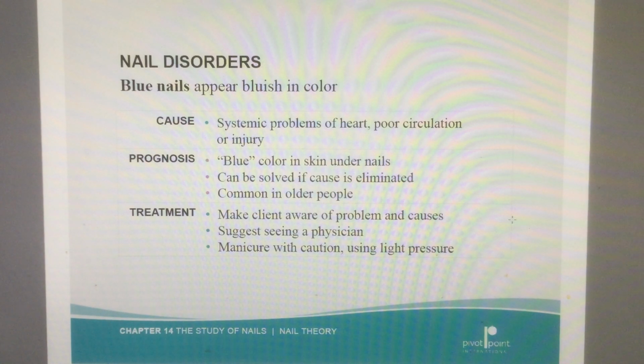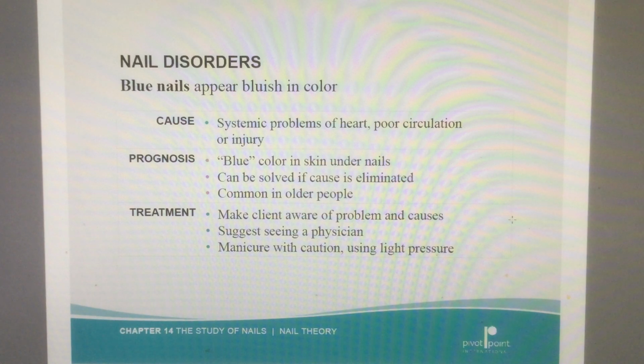So blue nails appear bluish in color. The cause is usually systemic, which means that it's already in the person's system or in their body make. And it's usually systemic problems of the heart, or poor circulation or injury. The prognosis or the appearance is that it's going to be blue in color, and a blue color in the skin under the nails. It can be solved if the cause is eliminated. So if the person starts having better blood circulation, if they get that under control, then most likely it will be eliminated. And of course, it is common in older people.